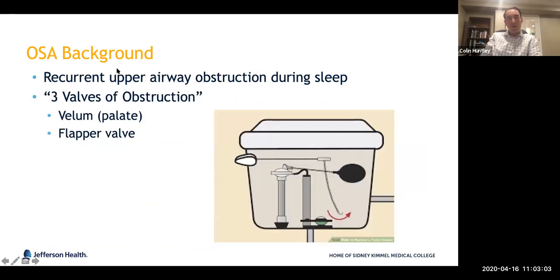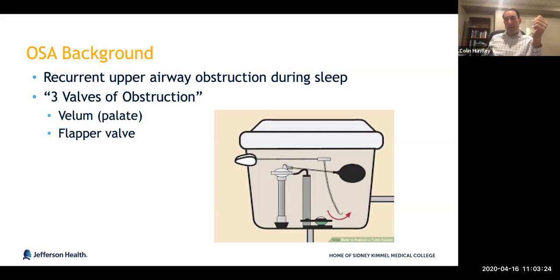So I like to think about these areas of obstructions as valves or different areas within the airway that are obstructing, and trying to somewhat simplify the type of obstruction and then how are we going to fix it. At the level of velum, so I'll start from the top down. At the level of the velum, I like to think of it as a flapper valve.